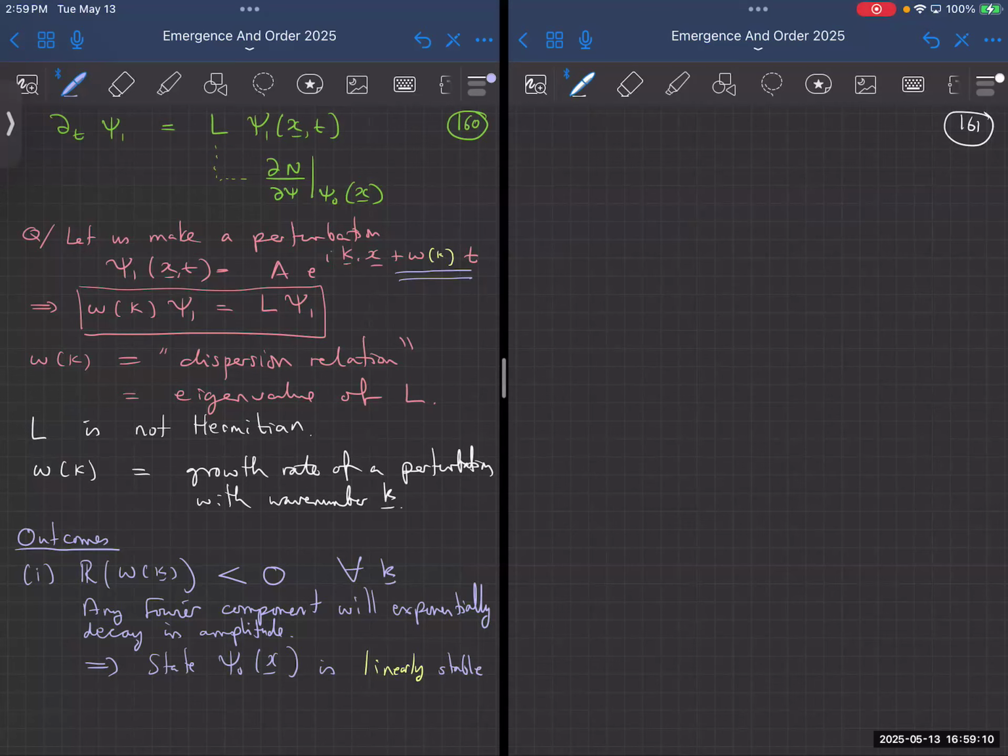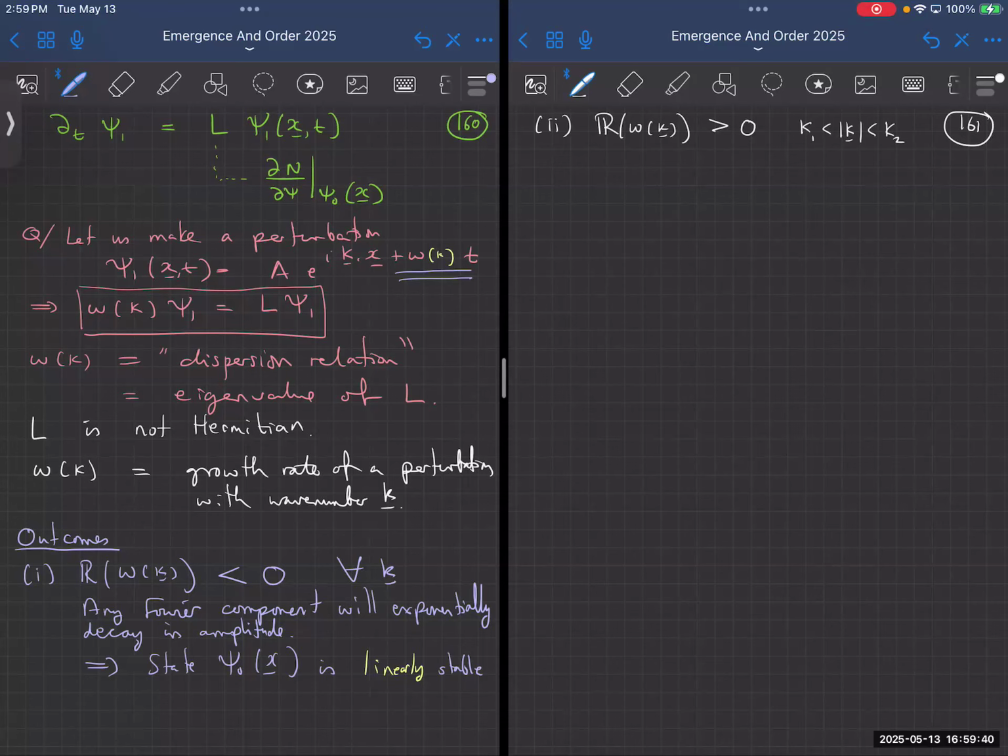The next outcome that we might get is, well, you could say, okay, so something like that doesn't happen. Let's suppose that the real part of omega of k is positive, and may not be positive for all wave numbers. So let's say it's positive in a band. Let's say k1 is less than k is less than k2. Okay, so that could be one of the situations that happens.